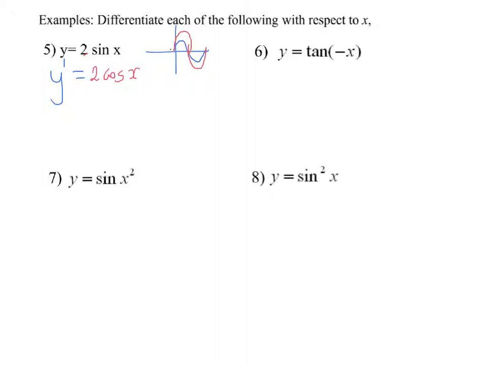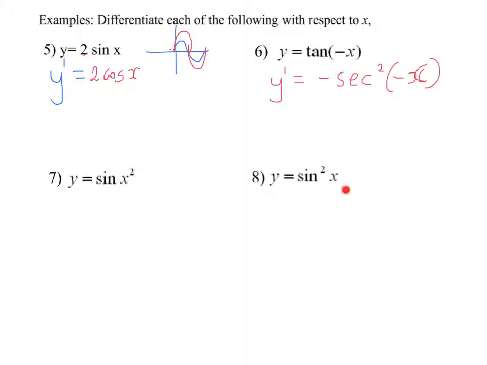Okay, now we've got the derivative of tan of negative x. So the derivative of negative x is negative 1. And the derivative of tan is sec squared. So it ends up being negative sec squared of negative x. Remember, we're keeping that angle exactly the same. That's f of x.